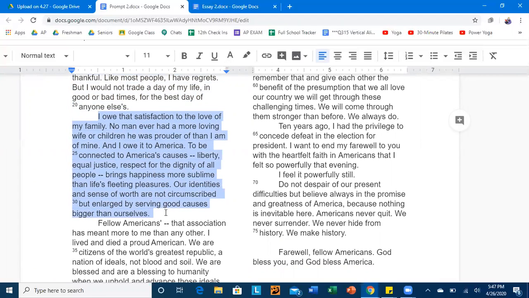I owe that satisfaction to the love of my family. No man ever had a more loving wife or children he was prouder of than I am of mine. And I owe it to America. To be connected to America's causes, liberty, equal justice, respect for the dignity of all people, brings happiness more sublime than life's fleeting pleasures. Our identities and sense of worth are not circumscribed, but enlarged by serving good causes bigger than ourselves.